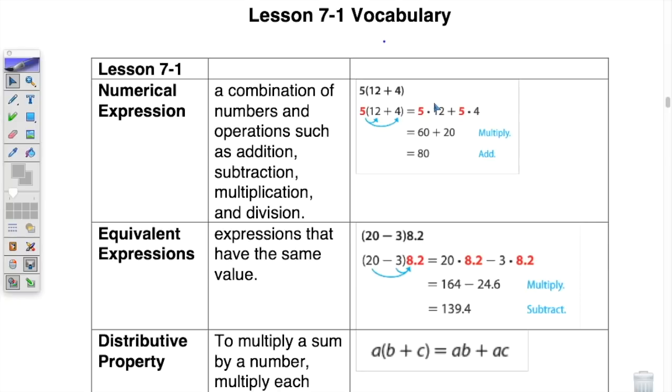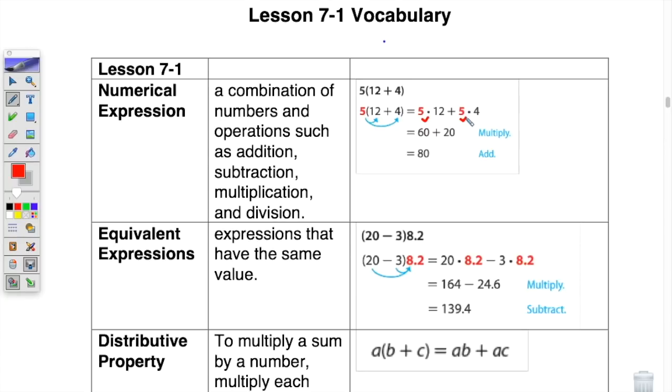We're going to start with the vocab for lesson 7-1, and the first word is numerical expression, and that's a combination of numbers and operations such as addition, subtraction, multiplication, and division. So in our first problem over here, we have 5 times the sum of 12 plus 4. That's a numerical expression, and to solve it, we would distribute the 5 to the 12 and the 5 to the 4, so we have 5 times 12 plus 5 times 4. Add those two together, we get 60 plus 20, which is 80.